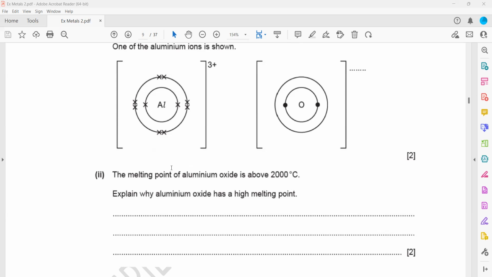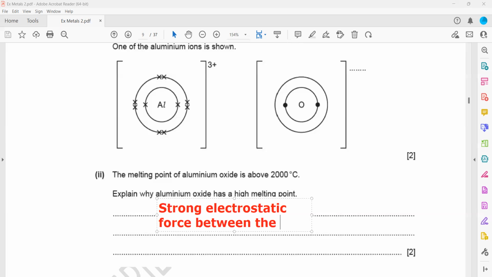That is 1 mark, the strong electrostatic force between the oppositely charged ions, the positive and negative ions. Can we say that? Yes, the strong electrostatic force, because the force between charges is known as electrostatic.